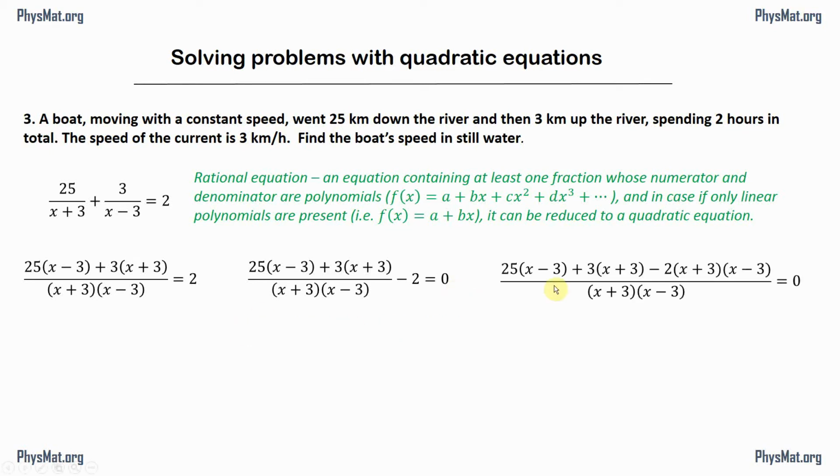So we need to multiply minus 2 by x plus 3 times x minus 3. Then we have a common denominator, and we have 0 at the right side of the equation. And now we can say that with the condition of x not equal to 3 and x not equal to minus 3, our equation will be reduced to our numerator is equal to 0. So we just need to keep this in mind, that x is not equal to 3 and x is not equal to minus 3, and we just need to solve this equation now.